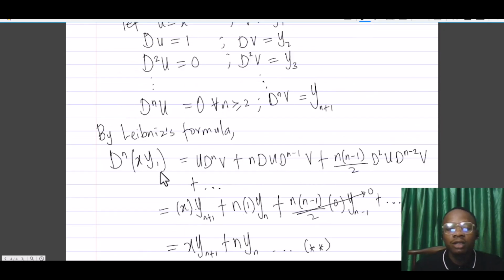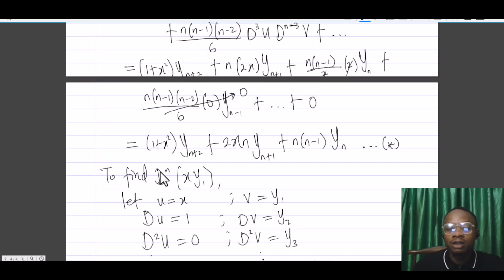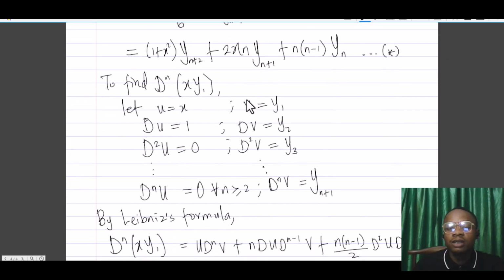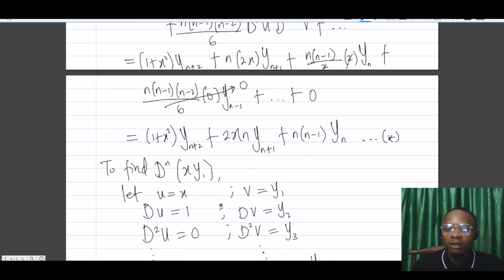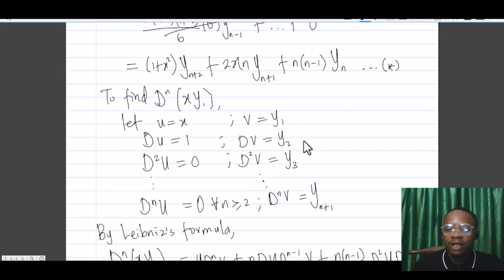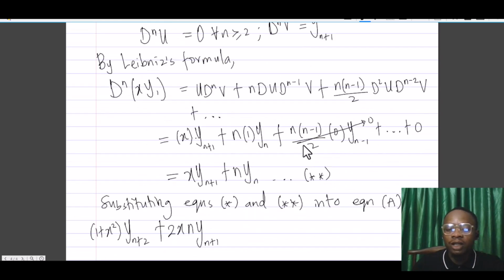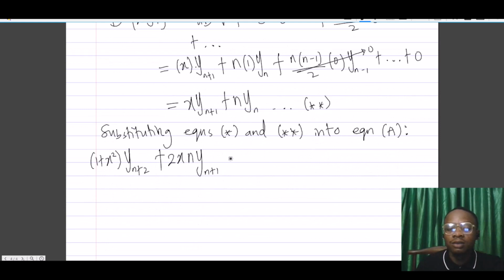So let's go back up there. I can't remember what those others are. Plus 2xn yn plus 1. So let's write that out. Plus 2xn yn plus 1. Then we have plus n into n minus 1 yn. So that is plus n into n minus 1 y sub n. So that is it for this first part.